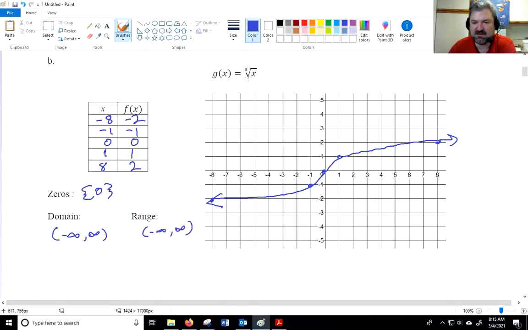And that's going to be the case for all odd root functions. Remember, the square root symbol has an implied 2 right here. It's a second root. So all even roots, second root, fourth root, sixth root, etc., are going to have just this branch to the right, whereas the odd will have both of them.